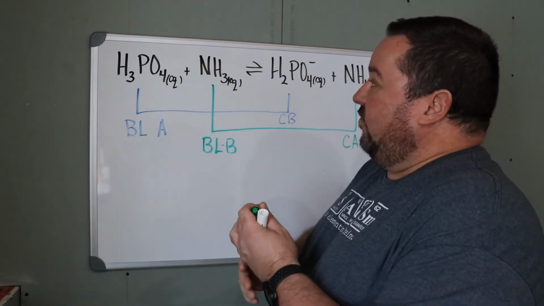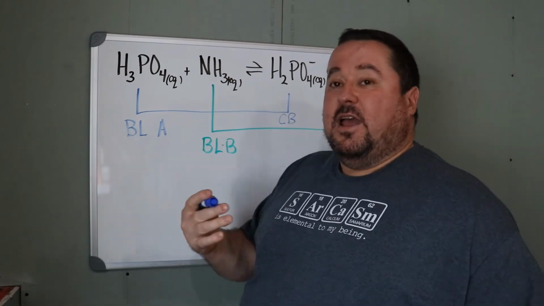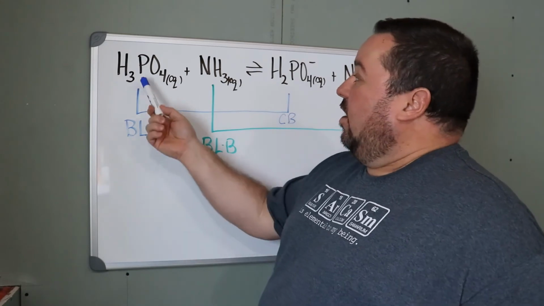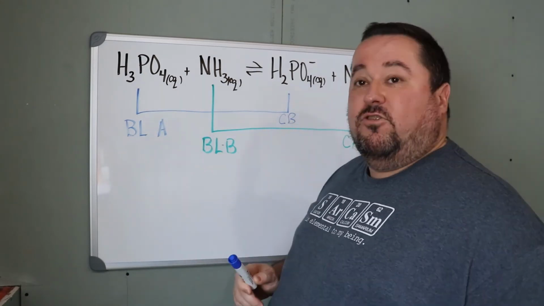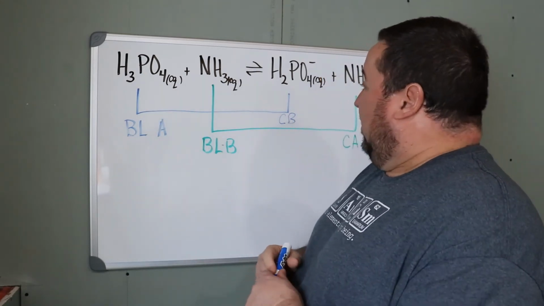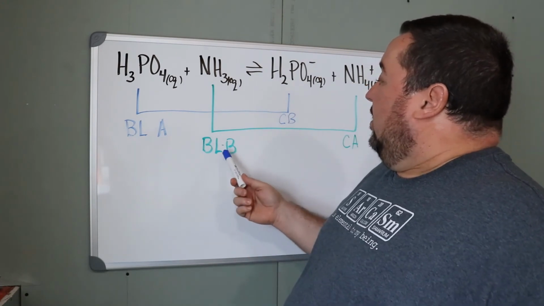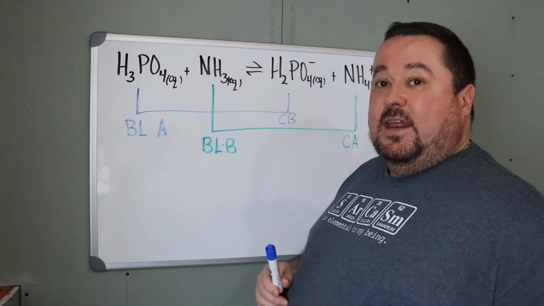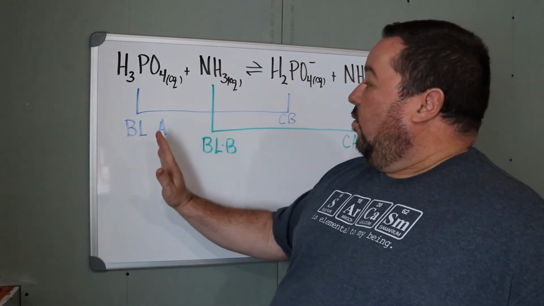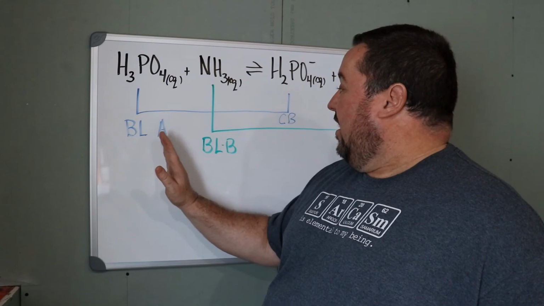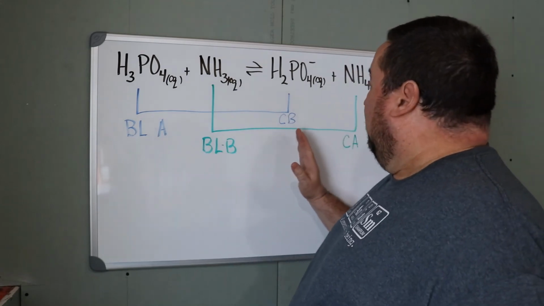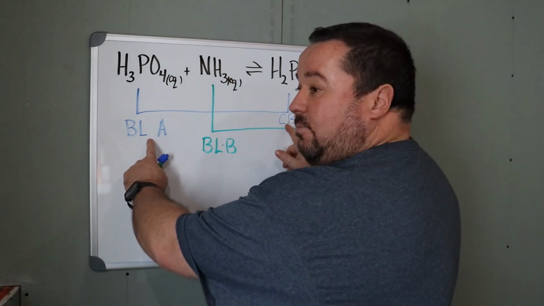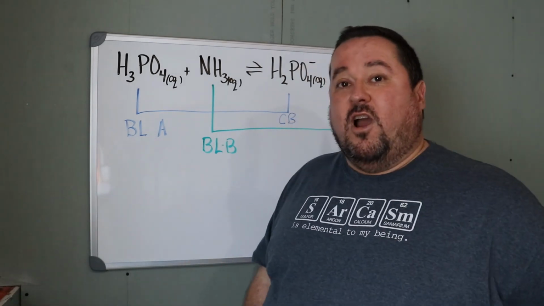So my first conjugate acid-base pair, and conjugate acid-base pairs are on opposite sides of the reaction, is H3PO4 and H2PO4 negative. My other conjugate acid-base pair is NH3 and NH4 plus. I always have my Bronsted-Lowry acid and base on the left. My conjugate acid and base are on the right, and the conjugate acid-base pairs exist across the reaction.